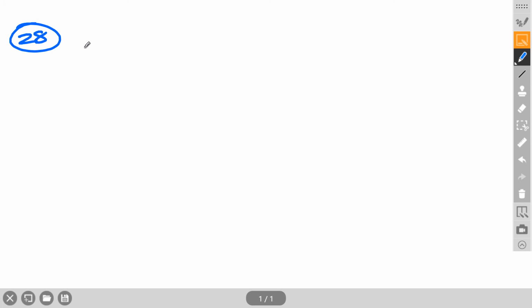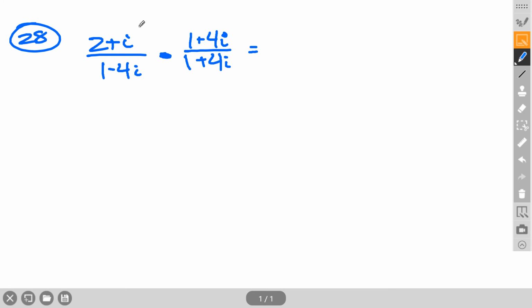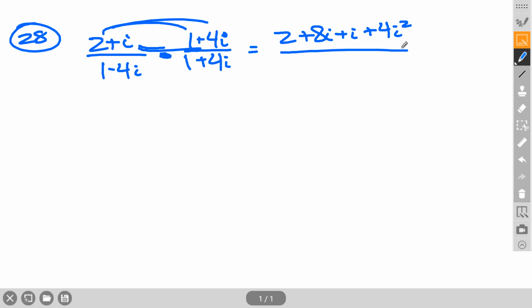28, 2 plus i over 1 minus 4i. So this is division, which means I need to use the complex conjugate of the denominator. So I'm going to multiply the denominator by 1 plus 4i and the numerator by 1 plus 4i. So I'm going to have to use the distributive property. 2 times 1 is 2. 2 times 4i is 8i. i times 1 is i. And i times 4i is 4i squared.